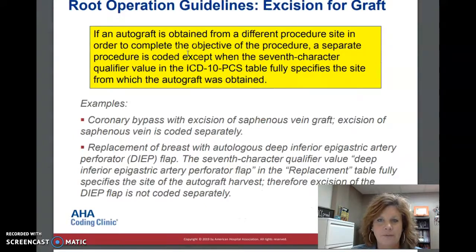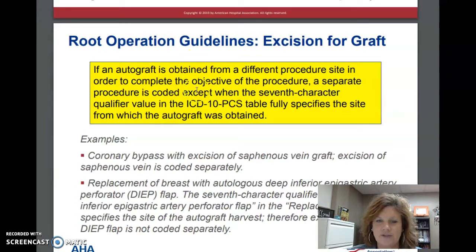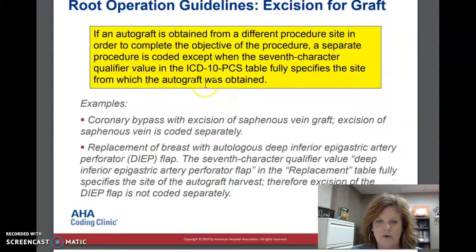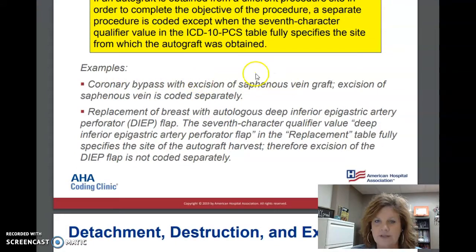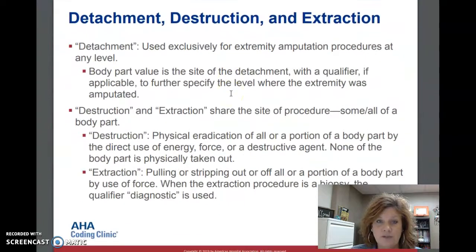Autograft is from a different procedure site. Here's another guideline: coronary bypass with the excision of a saphenous vein graft. Excision of that vein graft is coded separately. Detachment, destruction, extraction. Again, these are all in your book. We're still at table 9.1.